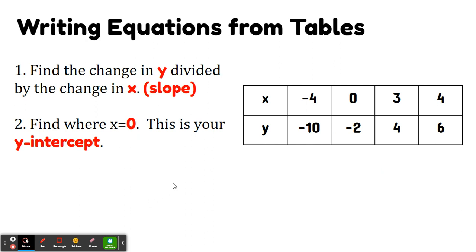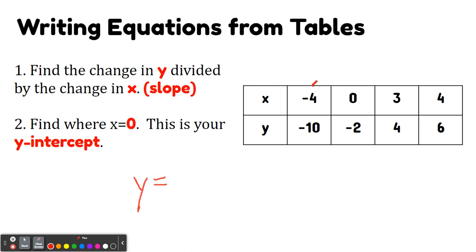So the next one we're going to do is writing equations from tables. When we're writing an equation from a table, we're going to find the change in y divided by the change in x. That's our slope. We're going to figure out where x equals 0, and this is your y-intercept. So I'm going to go ahead and just start filling in. I've got y is equal to 2.